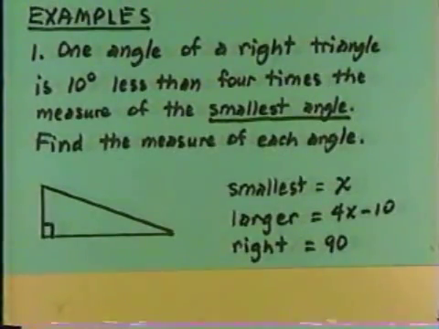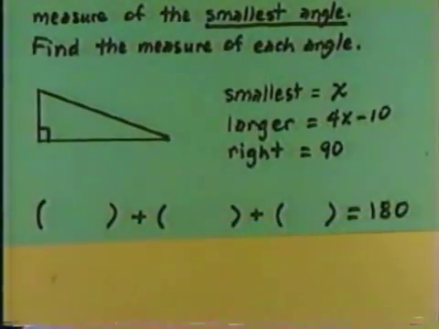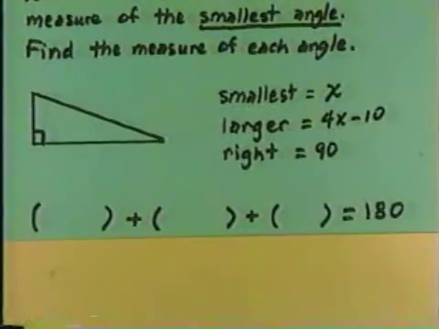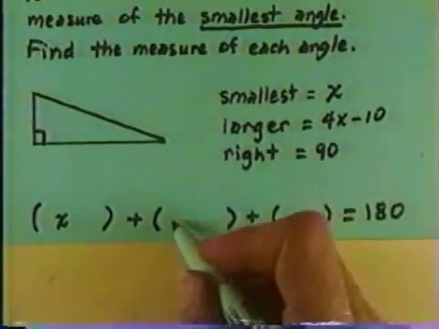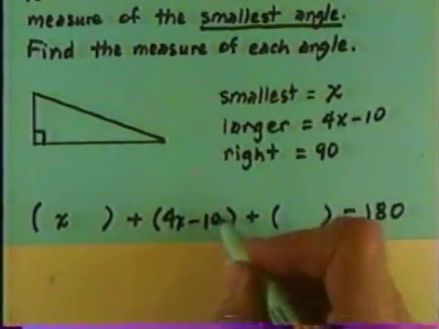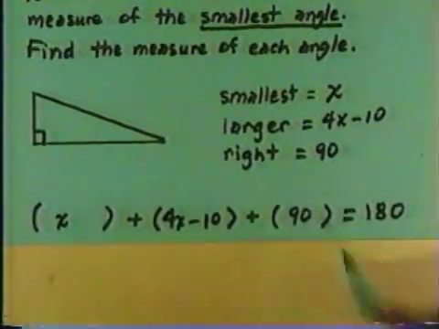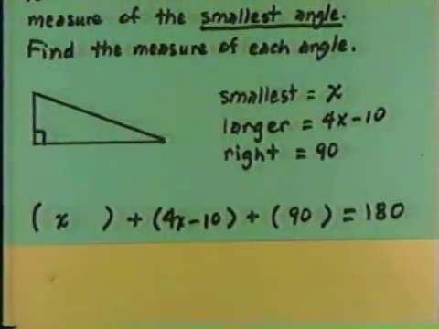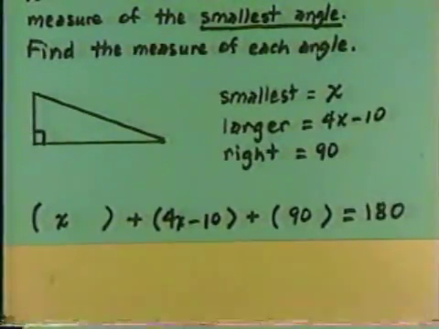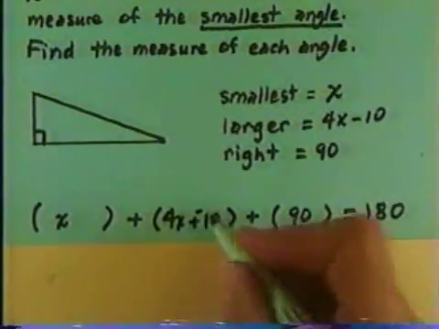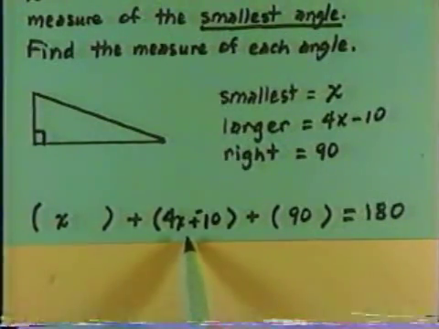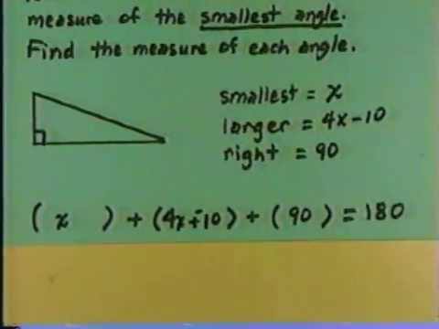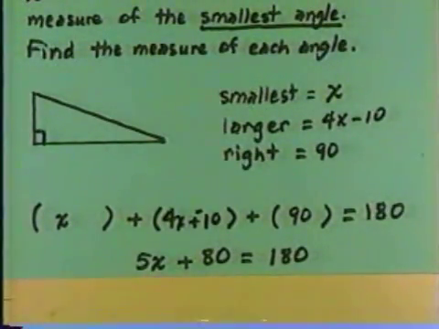Well, we know that the sum of these 3 angles is 180 degrees, and so we'll have our 3 expressions adding up to 180. The smallest is x, the larger is 4x subtract 10, and the right is 90. They add up to 180. Let's combine terms. I'll change subtract 10 to add negative 10. X plus 4x, that's all the x's, is 5x. Negative 10 plus 90 is 80, so we get 5x plus 80 is equal to 180.